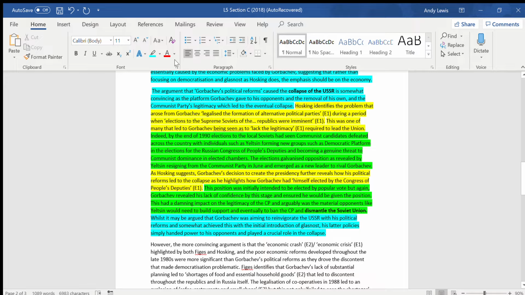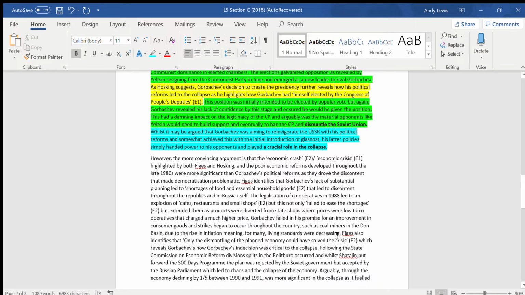Whilst it may be argued that Gorbachev was aiming to reinvigorate the USSR with his political reforms, so acknowledging that actually maybe it's a bit harsh to blame him, and somewhat achieved this with the initial introduction of glasnost, his latter policy simply handed power to his opponents and played a crucial role in the collapse. So again, coming back to that concept of the collapse.